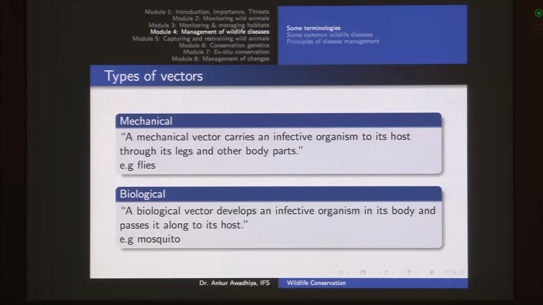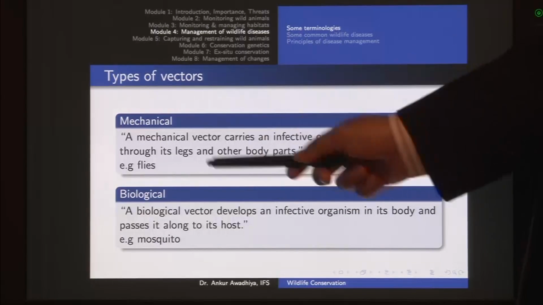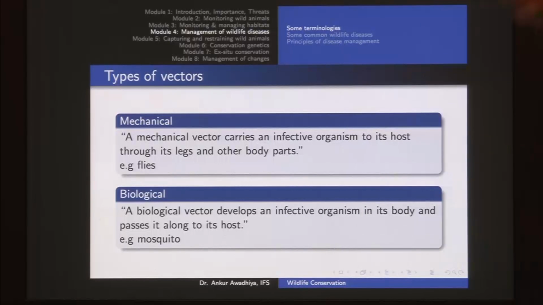Now we differentiated between mechanical vectors and biological vectors. A mechanical vector is when your pathogen is there on its leg and other body parts, and a biological vector is when it gets inside the body and then it comes out. So for instance, in the case of mosquito.